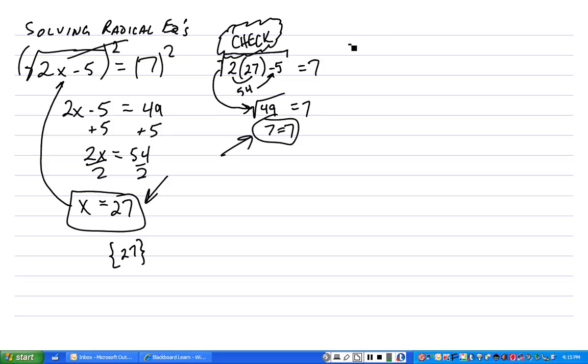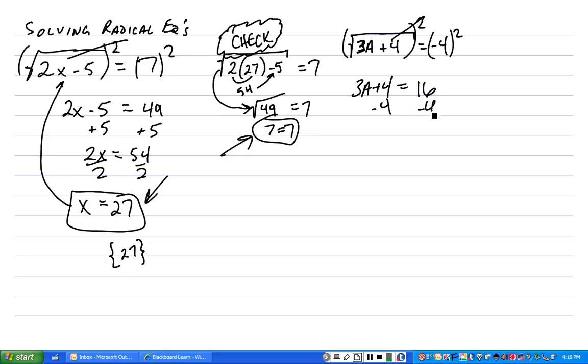Let's say we have square root of 3a plus 4 equals negative 4. Let's solve this one. We have the radical sign as a square root, so again, get rid of the square root, square both sides. So now the square and square root will cancel and just leave you 3a plus 4, and over here negative 4 squared will give you a positive 16.